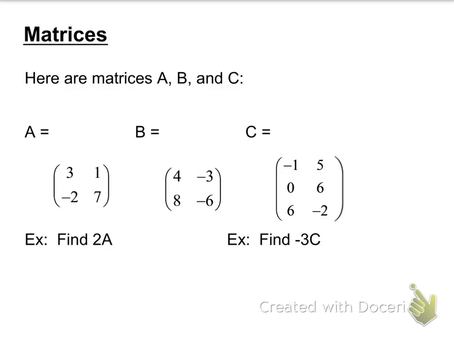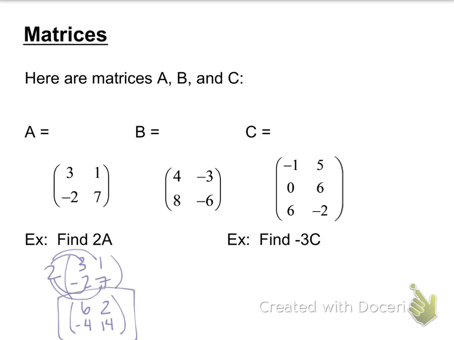Okay, here are matrices A, B, and C. So find 2 times A. So 2, and then I'm going to multiply it times A. This is basically like a big parenthesis that we're going to distribute in. So I'm going to do 2 times 3 and get 6, 2 times 1 and get 2, 2 times negative 2 and get negative 4, 2 times 7 and get 14, and that's my new matrix.